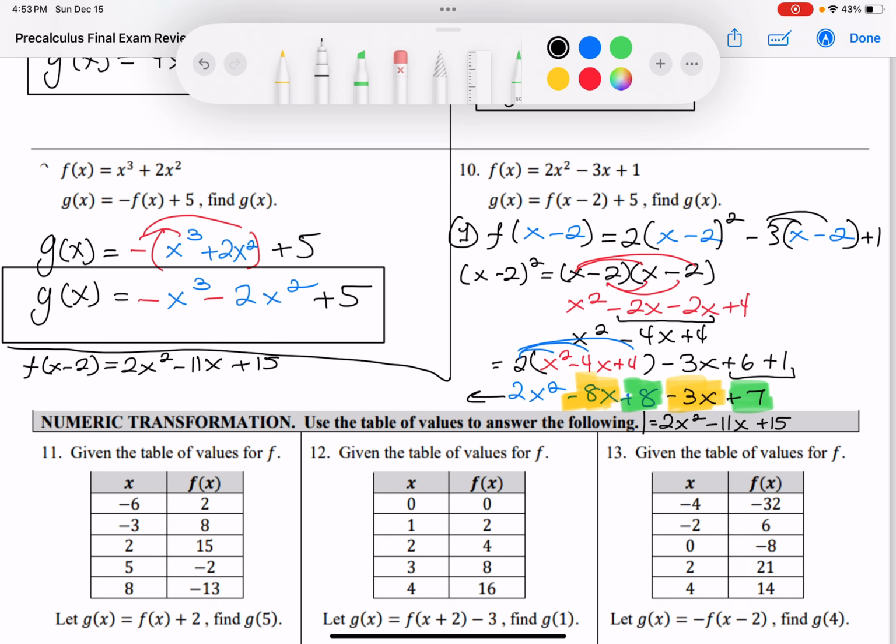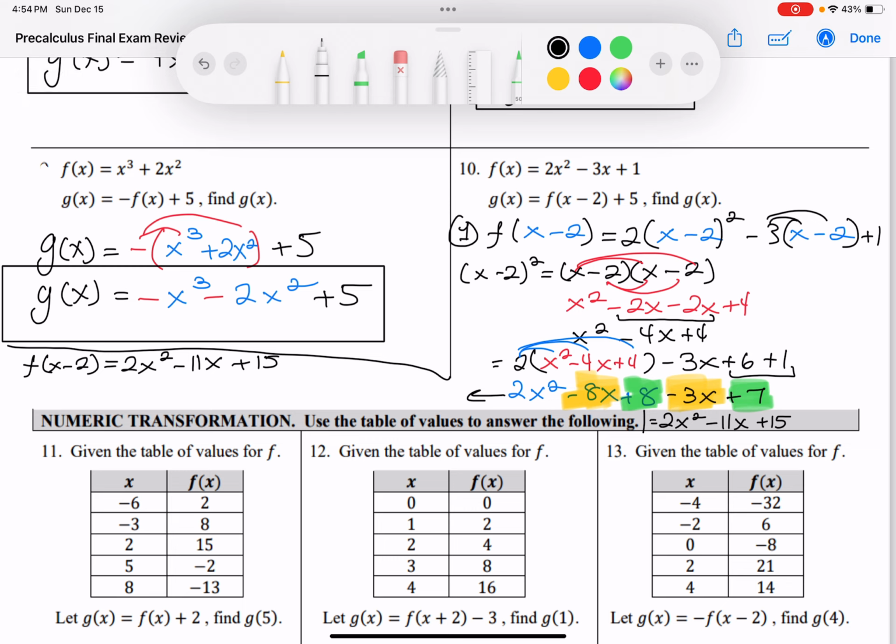I do believe that is correct. X squared minus 4x plus 4. Distribute the 2. 2x squared minus negative 8x plus 8. Distribute the negative 3 in the parentheses. That's negative 3x plus 6 and plus 1. That's a plus 7. All right.